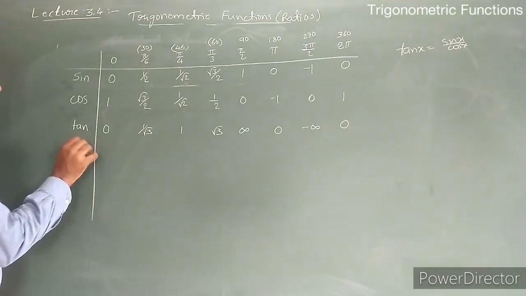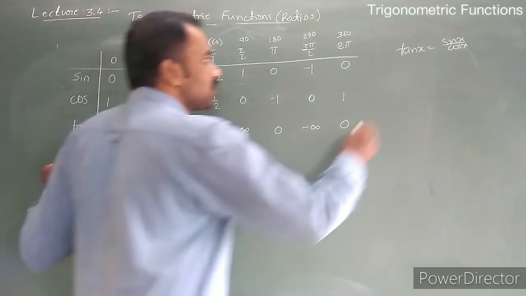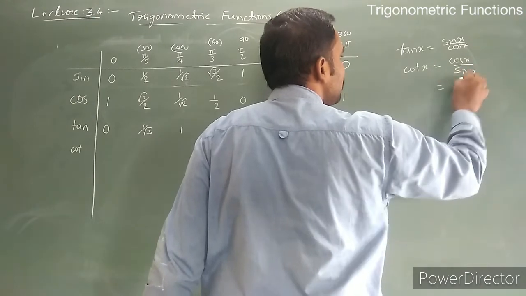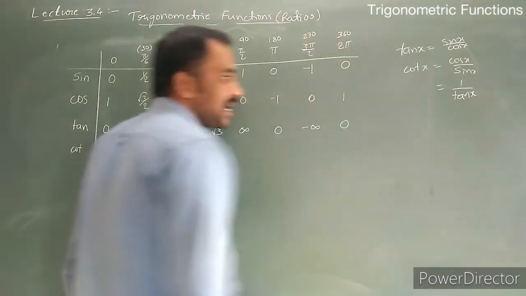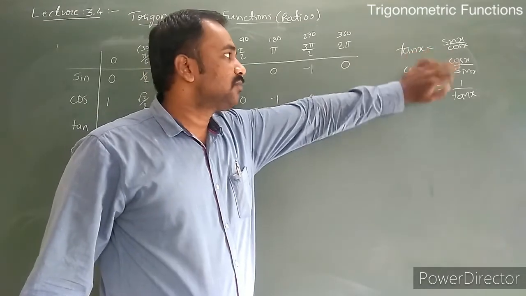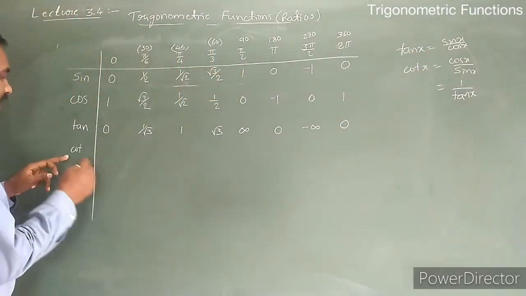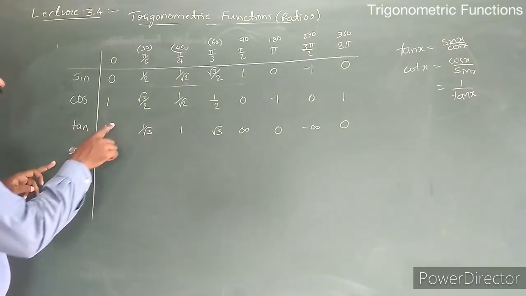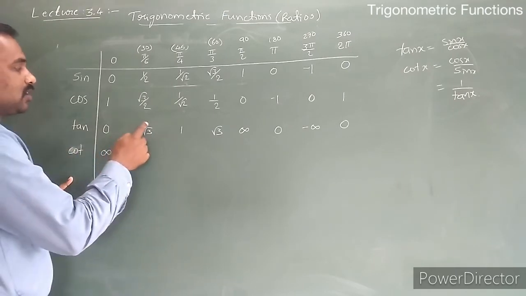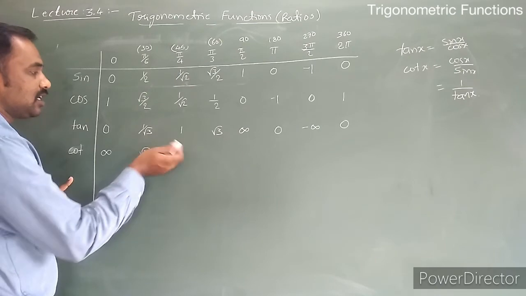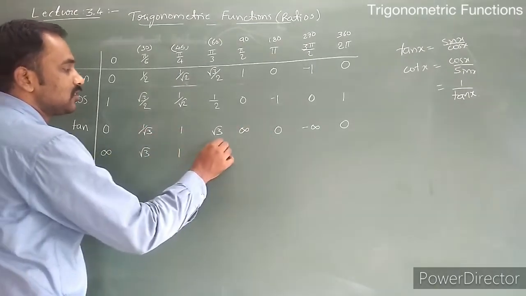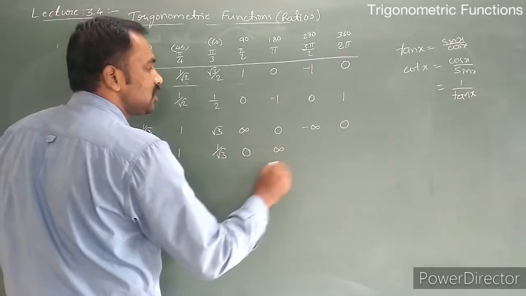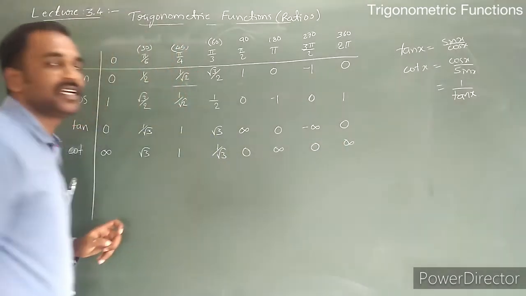Next, similarly write the cot function. Cot is nothing but cos by sin. Cot of x is cos x divided by sin x, or else we can write it as 1 divided by tan x. 1 by 0 is not defined. 1 by root 3 is root 3. Take the reciprocal of these values. 1 by 1 is 1, then 1 by root 3, then 0, and then infinity.